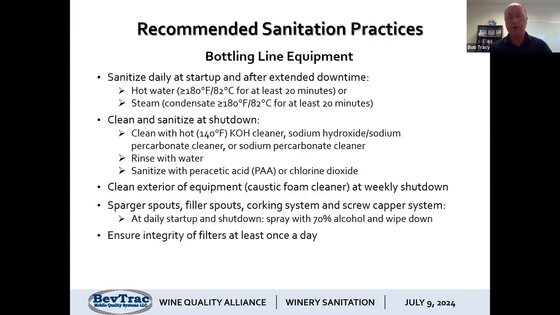You want to ensure the integrity of your filters at least once a day. Some of the large wineries actually ensure the integrity of the filters twice a day, once every 12 hours, because those facilities are running 24 hours a day. But you want to make sure before you do your run that you can check the integrity. This is usually by a bubble point test or a pressure hold test. For the bubble point test, there's a protocol from Scott Laboratories that you can get, and it works quite well for the smaller wineries.